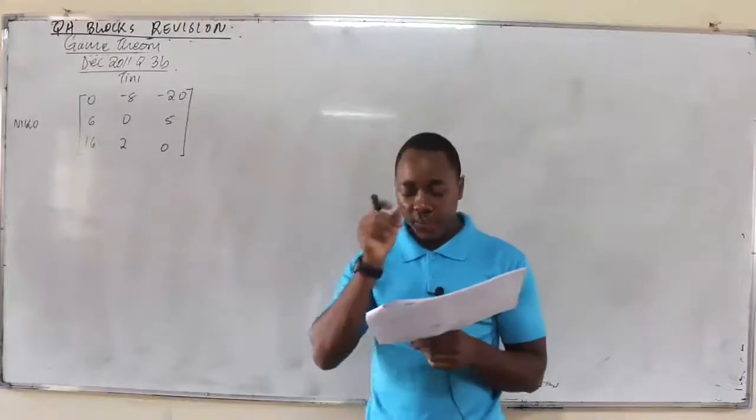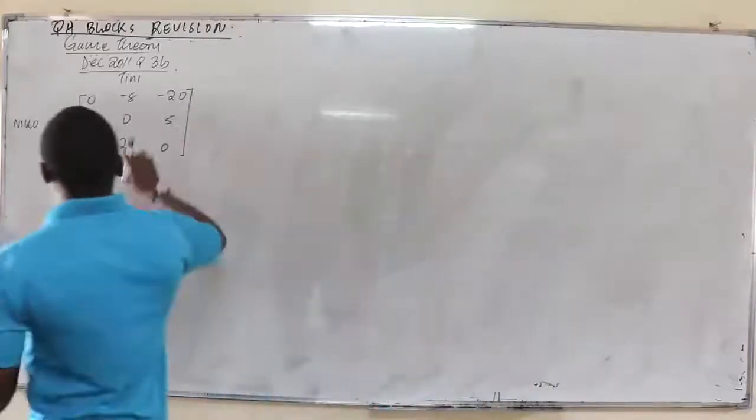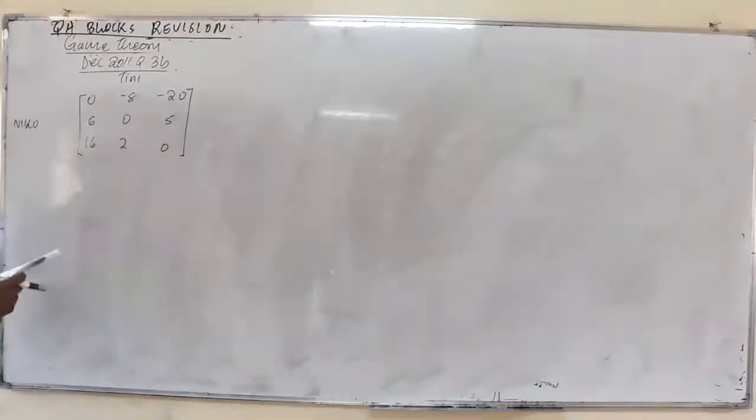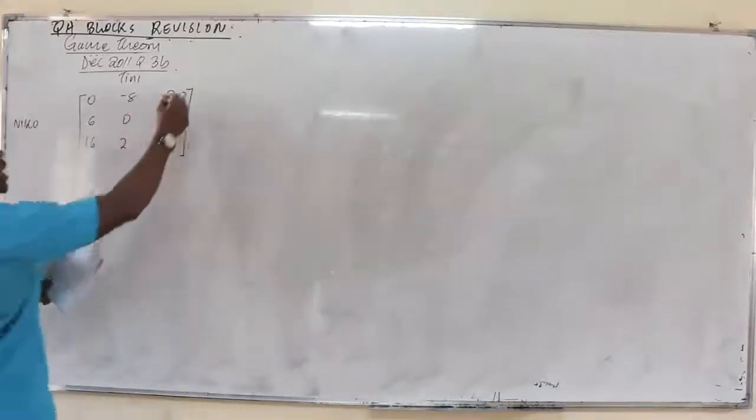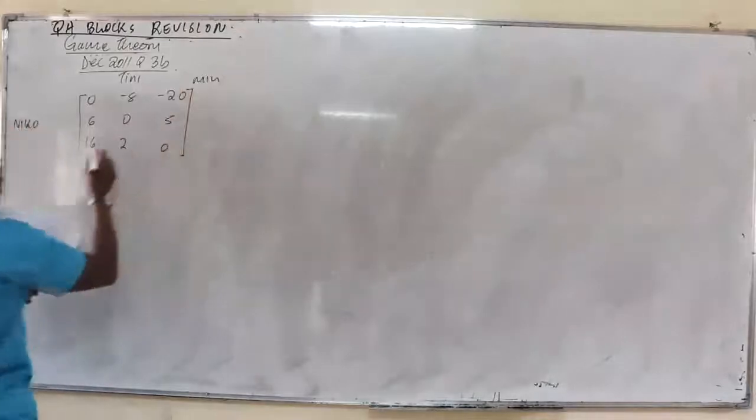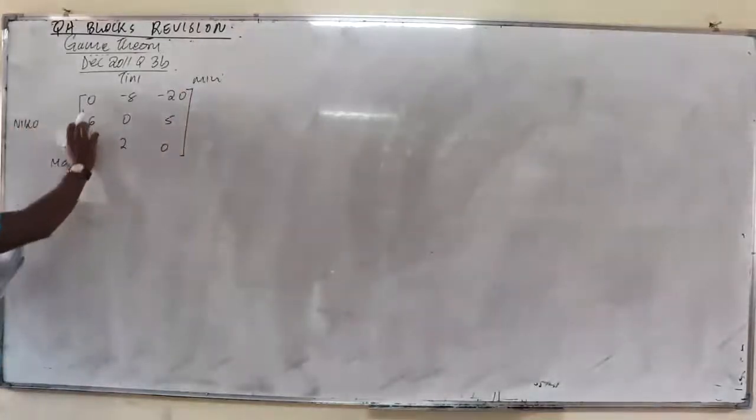So now let's get the value of the game. We said once you have the payoff table, you test for the saddle point. Here you take the minimum, here you take the maximum. So the minimum you have is what?